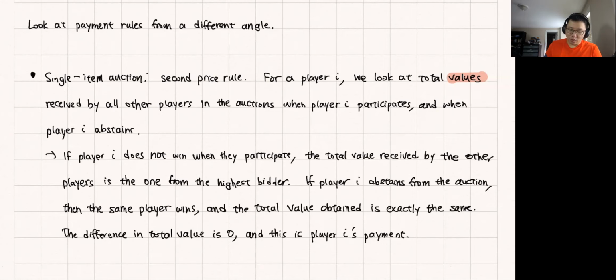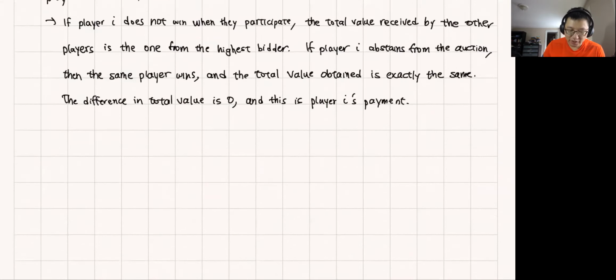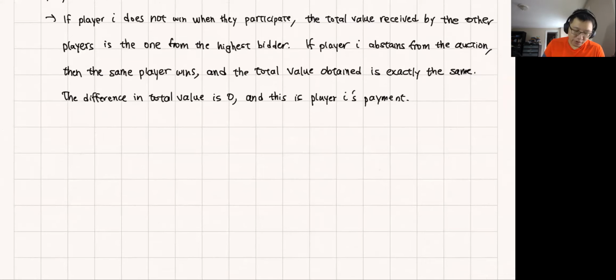So when player I does not win when they participate, the highest bidder wins. Same thing if player I does not participate. Okay, so that is the first case.